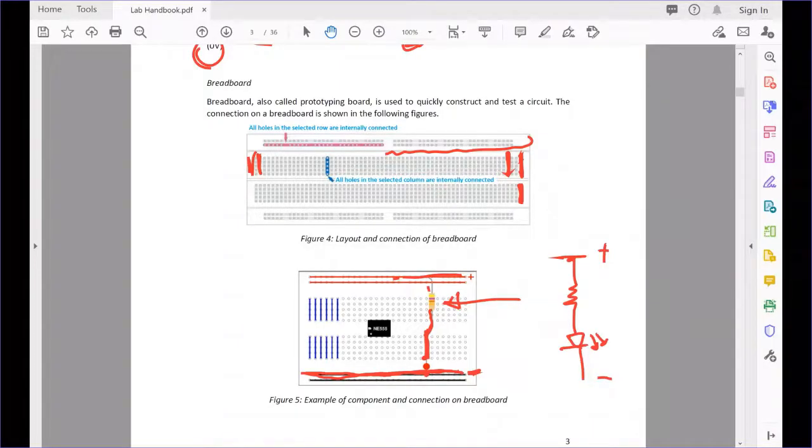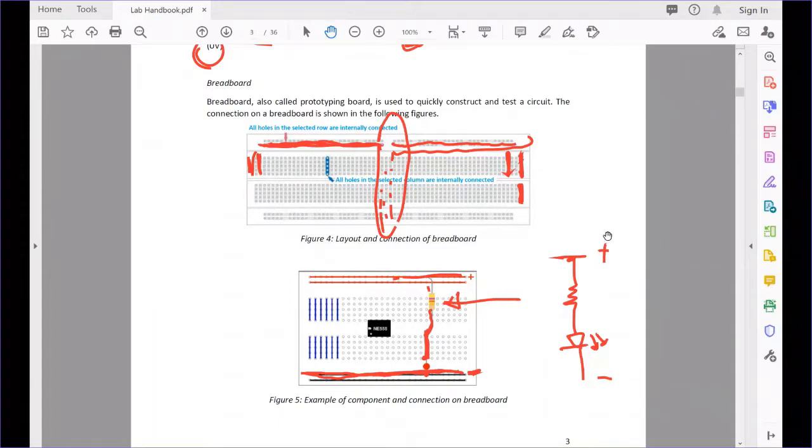And in some breadboards, you will see there's a break in between. There's an empty line in between, right? That means they are not connected at this line here. So this row and this row are not connected to each other. Okay, so this is how you look at the breadboard.